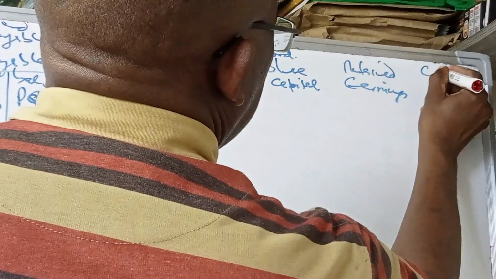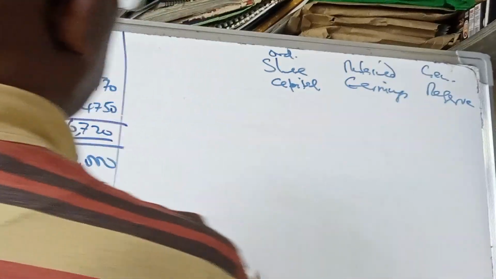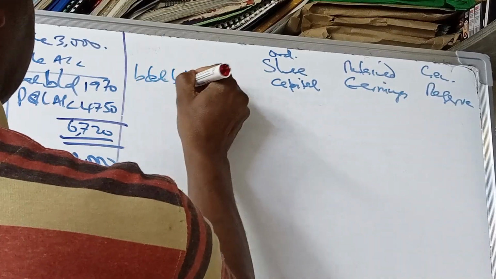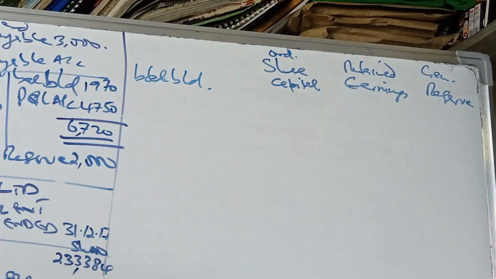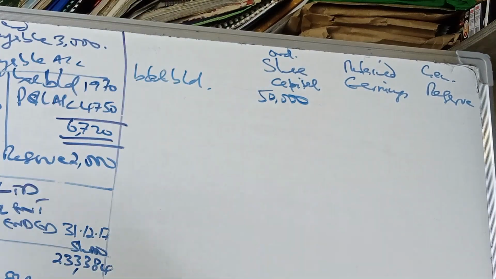And we have general reserve. General reserve. So we get the balance brought down, the opening balance. The opening balance of all these, the ones which are balance brought down, you capture them. For ordinary share capital from the trial balance, it is 50,000.